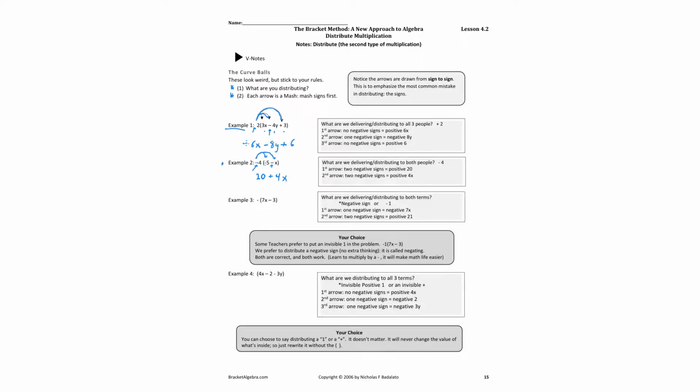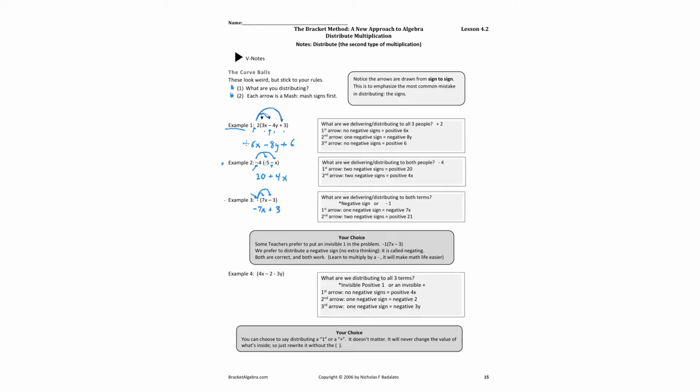Example 3. In this case, we're actually distributing just a sign. Now a lot of teachers talk about putting an invisible 1 in here. I don't waste my time. It's better for you guys just to know how to distribute signs. If we take this negative sign and distribute it to a positive 7, we know it's going to be negative 7x. If we take this negative sign and distribute it to a negative 3, the 2 negatives creates a positive, and there's nothing to change. In most of the classes that I teach, the kids end up loving distributed negative signs because there's really nothing to it. You just change the signs of what's inside.